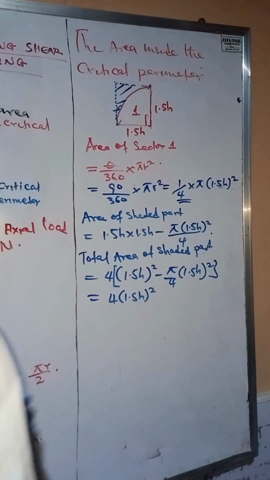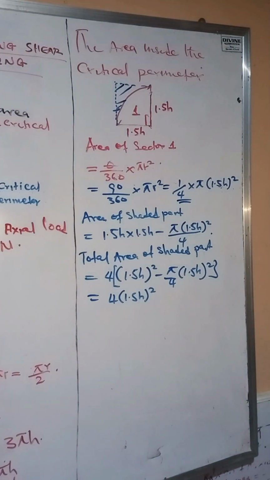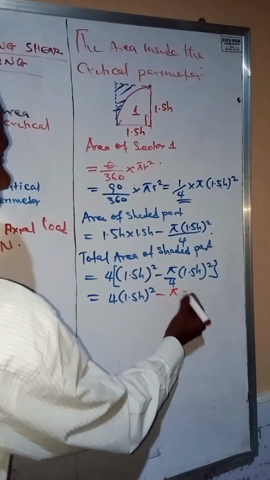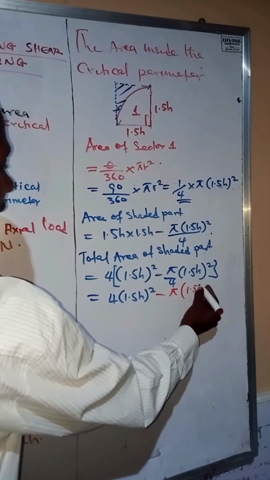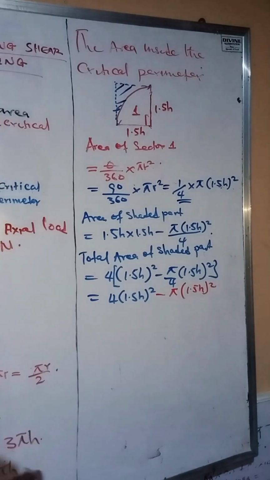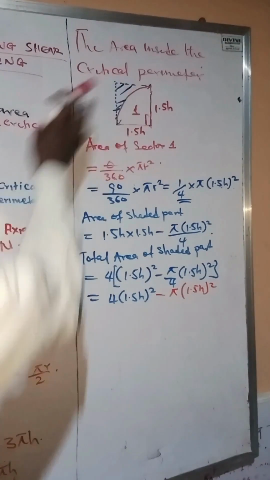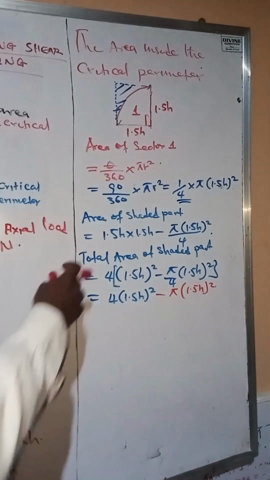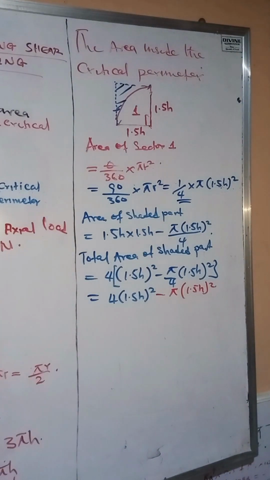1.5h square minus pi 1.5h square. So this becomes the total area of the shaded portion of this particular area. We have 4 of it, which we have done. So we have the total area to become this. Now this total area, we are going to minus it from the total area of this particular square we've just gotten.